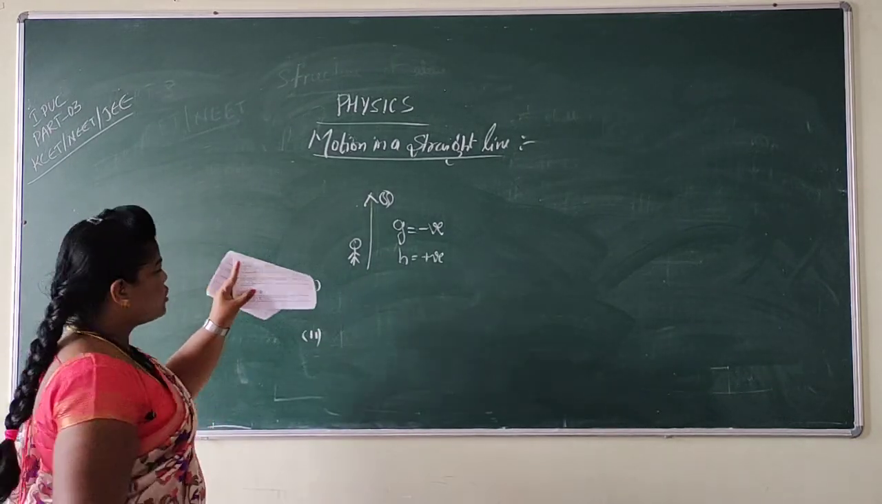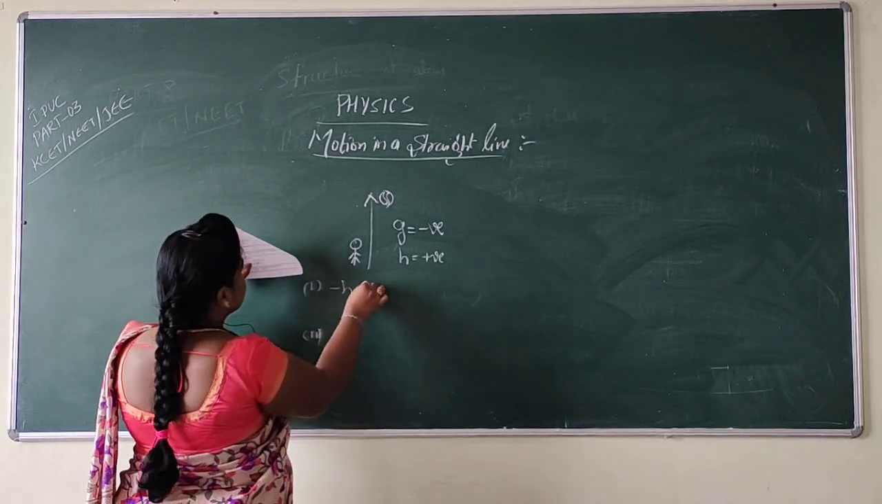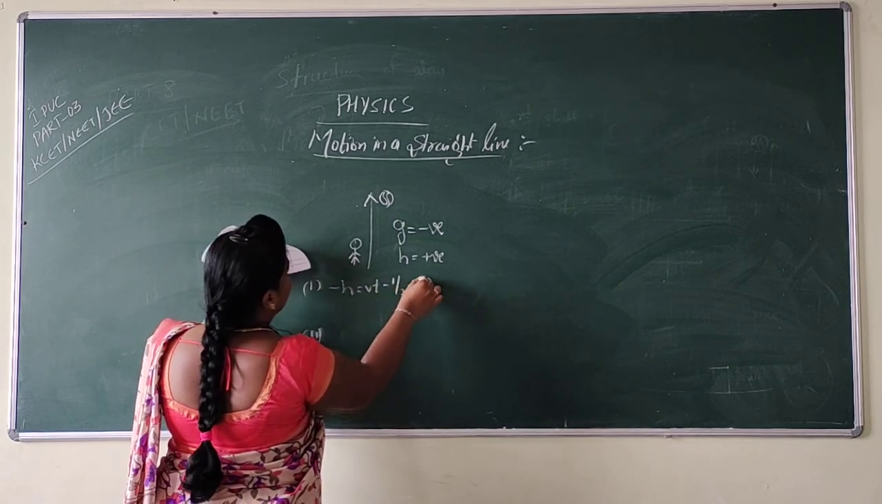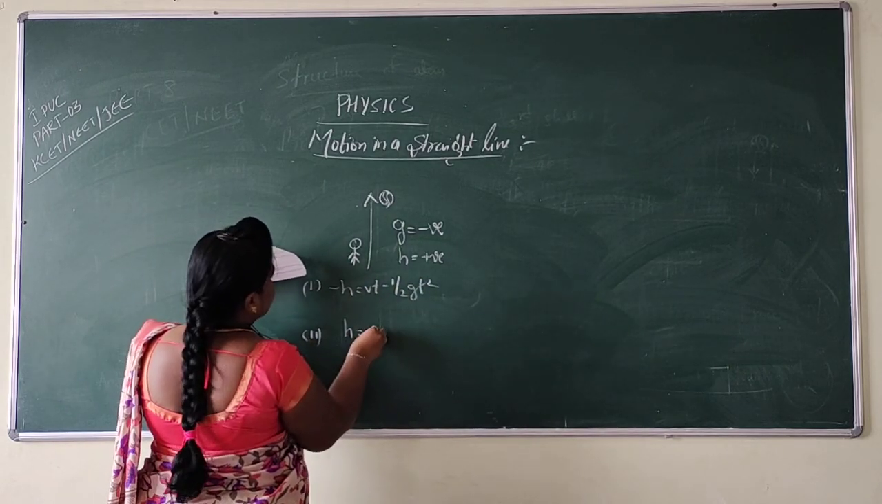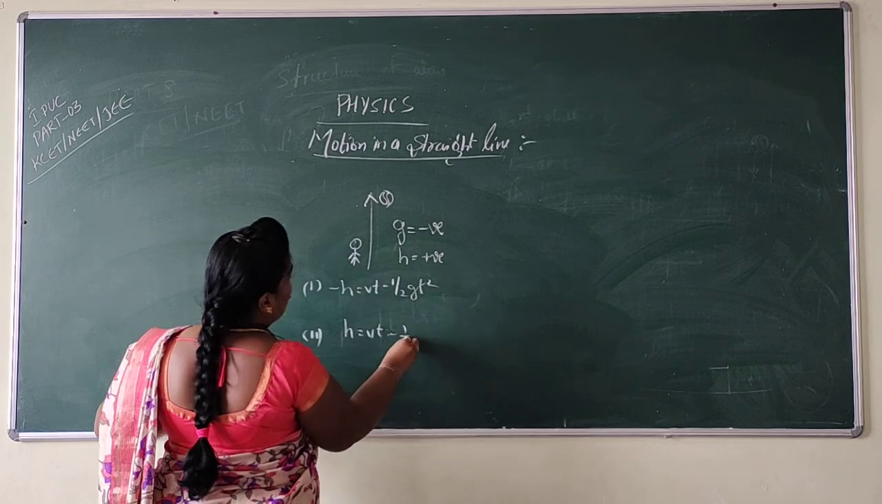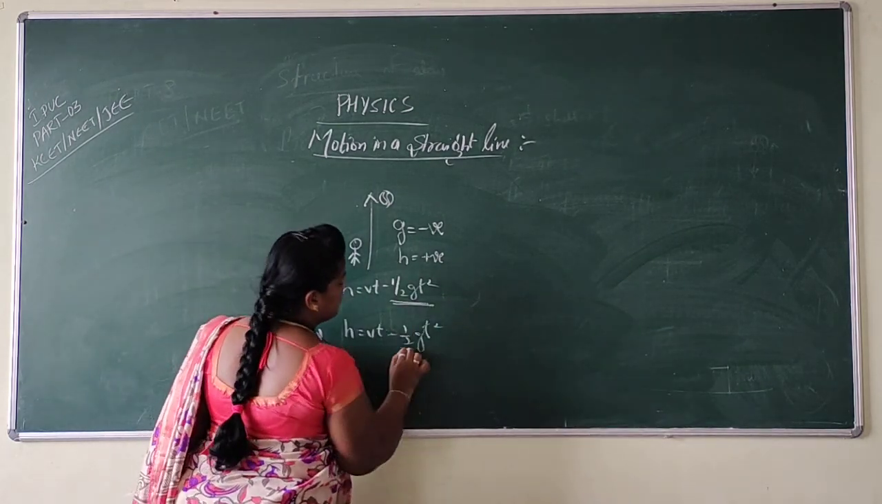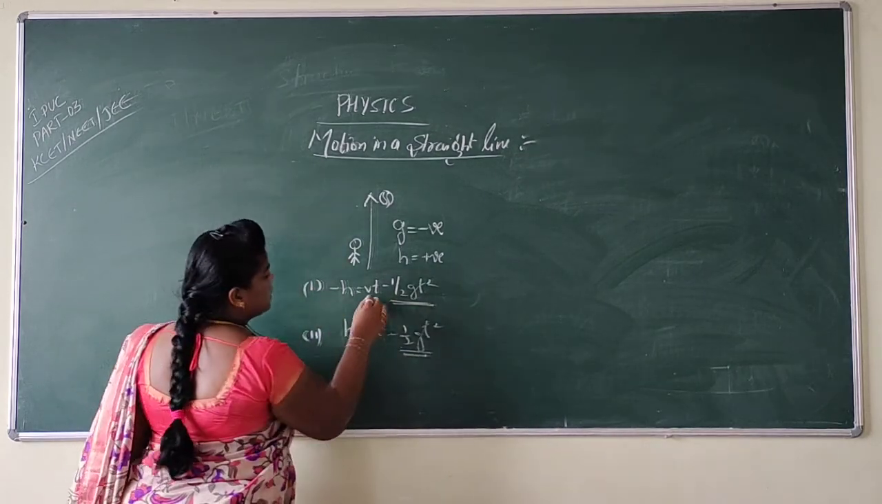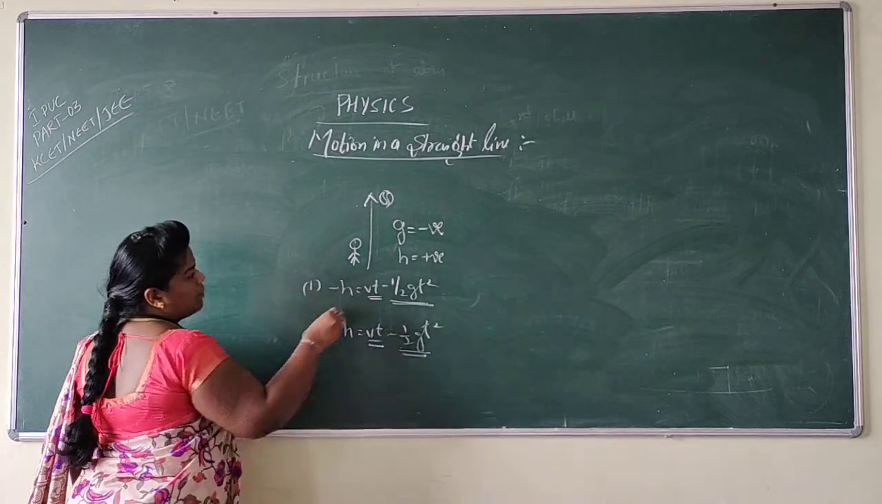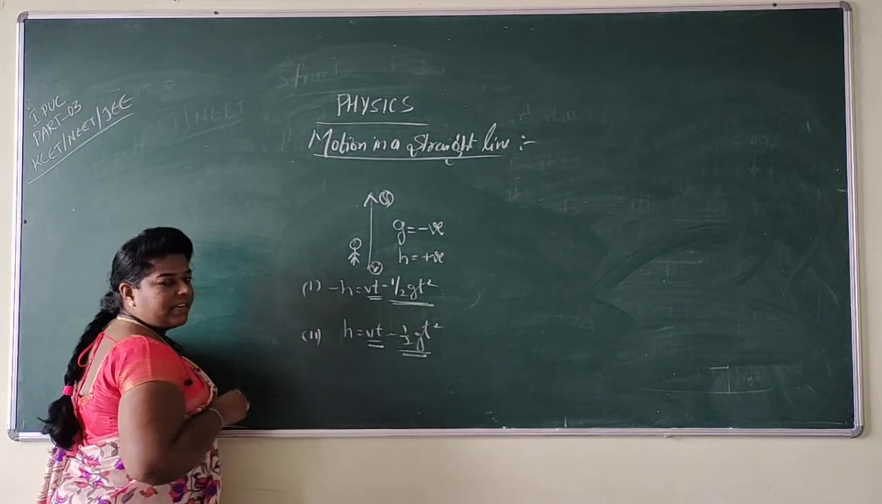Option 1 and option 2. See, option 1 is minus h is equal to Vt minus of Gt square, and the next one is h is equal to Vt minus of Gt square. Here G is negative, here it is also right, and as well as we should have Vt. Yes, Vt is there because it is thrown with some initial velocity v.